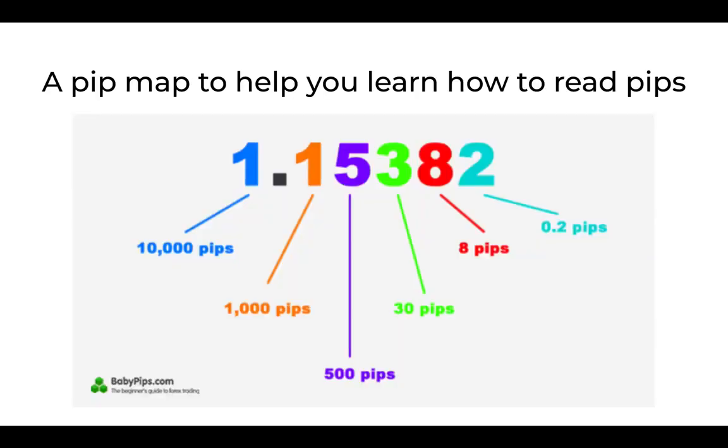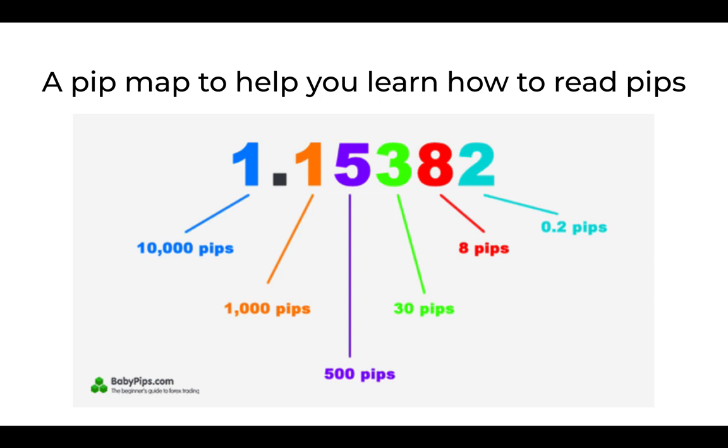So this is the pip map that I really like, from babypips.com, that helps you learn how to read pips. The number before the decimal place, that's going to be 10,000 pips. Not something I really pay attention to unless you're planning on holding a currency pair for 6 months to a year to 5 to 10 years. You really won't see those massive movements unless something crazy is going on with that specific country's economy. You really don't see a move like that too often. Even 1,000 pips, and then once you get into 500 pips, in this example at least, that's something you could see.